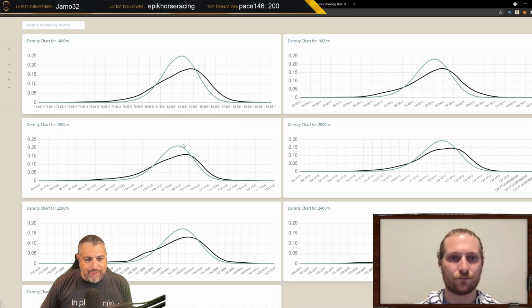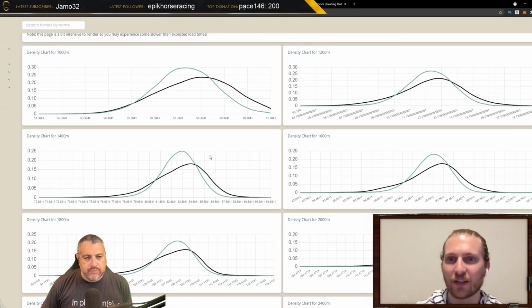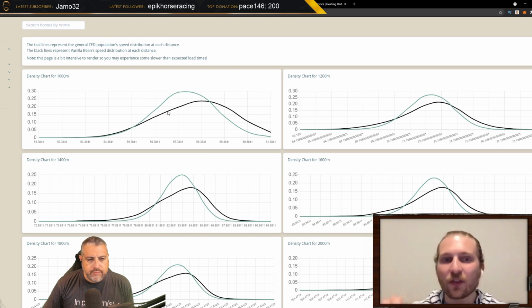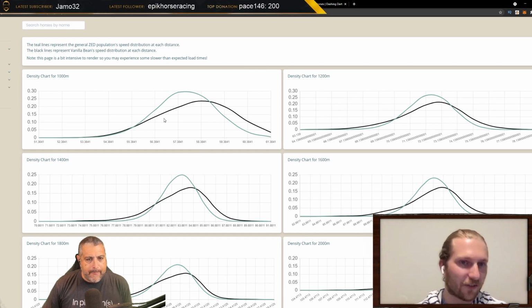So blue is every horse, black is your horse, yes? Correct. Yeah, the one that looks like a normal distribution, closer to a perfect bell, that's the general population. Got it. The darker line is the horse in question. Okay, got it. So this is you. This is Gen Pop. So talk to me about these charts, this viz here.